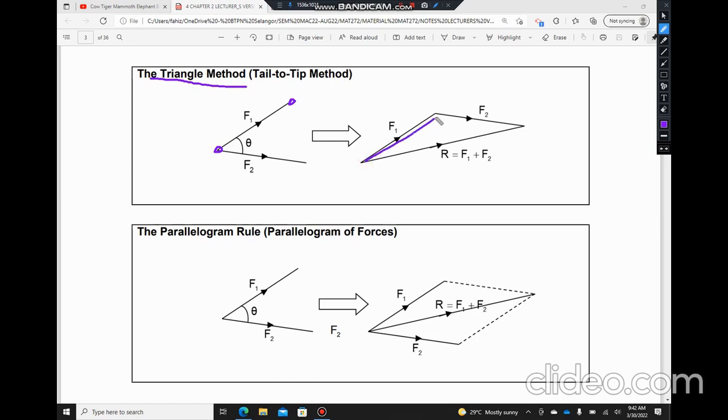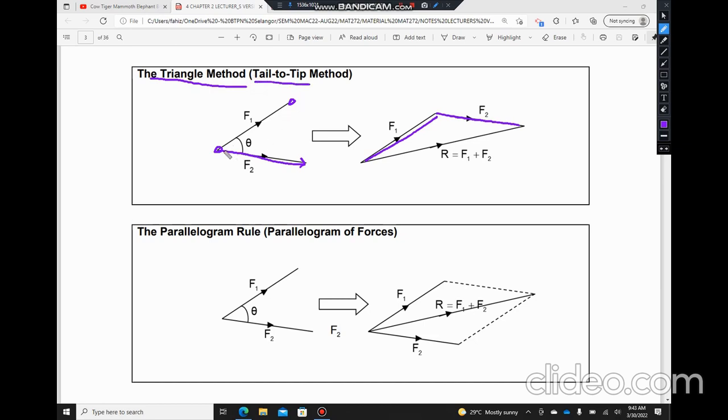F1 kita kekalkan, tapi F2 okay, tapi make sure direction dia still sama ke bawah macam ni kan. Okay, tapi kita akan sambungkan tail dia kepada tip untuk F1. So nampak tak, kita ubah ke atas. Tapi dia still direction yang sama juga kan, kena parallel dengan yang asal. Tapi sebab tu kita panggil tail to tip method.